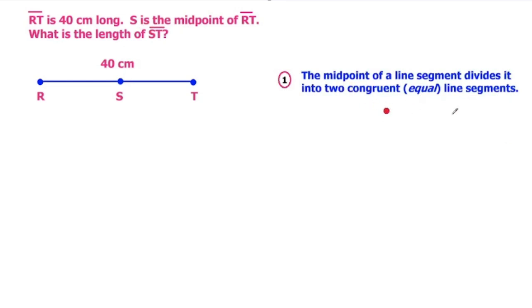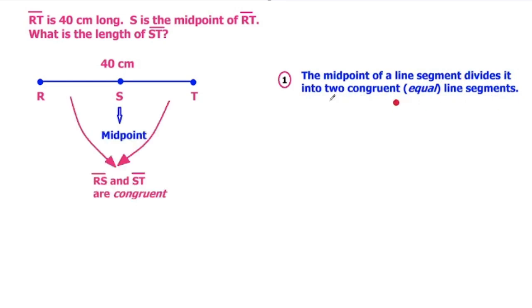So it's important to understand that the midpoint of a line segment divides it into two congruent line segments. And congruent means that they're equal. So RS line segment and ST are congruent. They're the same because this is the midpoint, halfway between line segment RT, the long one. Okay, so RS and ST are congruent. They are half the length of RT because this point is exactly in the middle of RT.